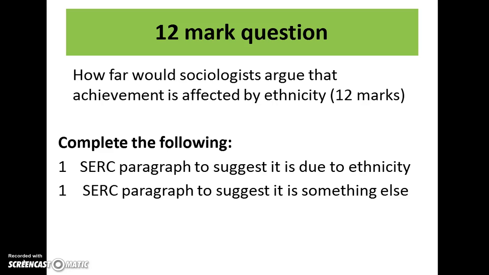For a 12-mark question, you'd need 2 circ paragraphs to say that ethnicity causes differences in achievement, and 2 to suggest it's something else before concluding. I want you to consider how far sociologists would argue that achievement is affected by ethnicity. I only want 1 circ paragraph to say it is ethnicity, and 1 circ paragraph to suggest it's something else, so you can draw on your notes that you did on class in the lesson on Tuesday.